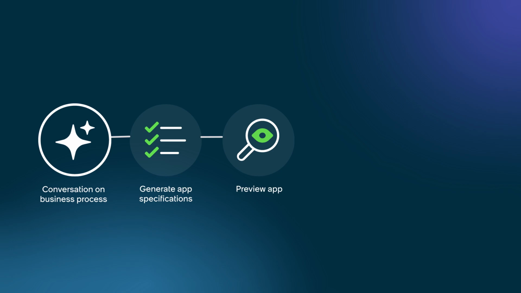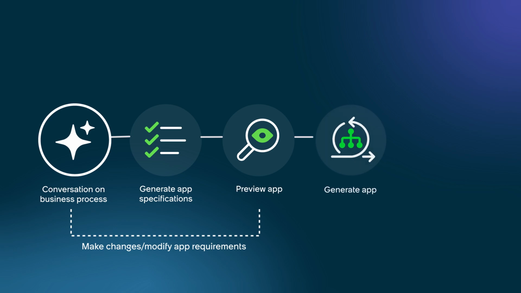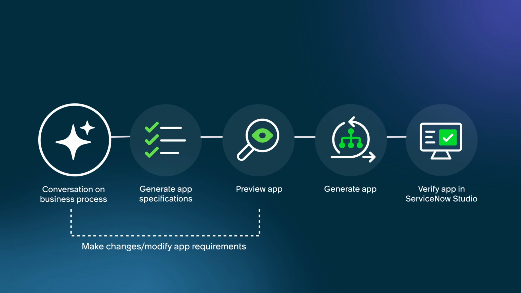If you want to make changes, stay in the conversation and keep editing. When you're happy with the changes, you direct Now Assist to generate the application and its components. In the final phase, you use ServiceNow Studio to verify the app and continue developing it per your requirements. Now let's look at an example of generating an app.